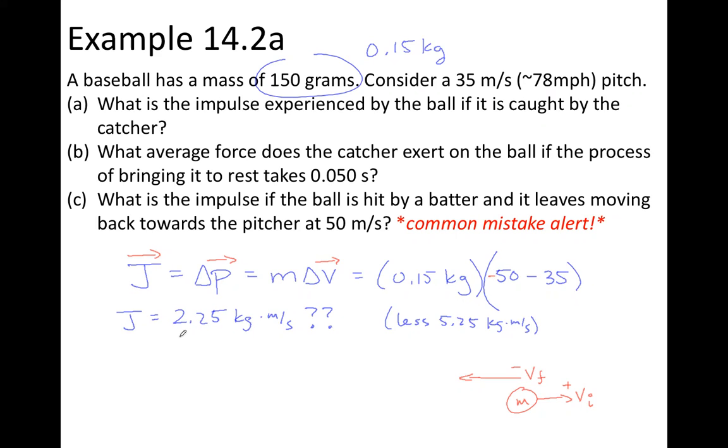And when you make that correction, you get the correct value for the impulse as negative 12.75 kilogram meters per second. The negative sign indicates that the change in the momentum was in the negative direction. That makes sense. The batter was exerting a force in this direction. Momentum and impulse are always in the same direction, which would be opposite the direction that the ball was moving initially.